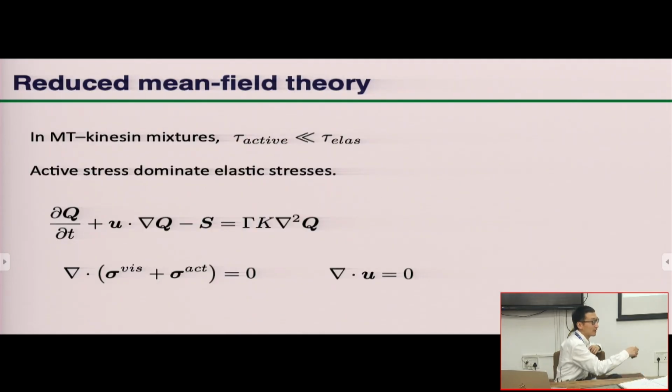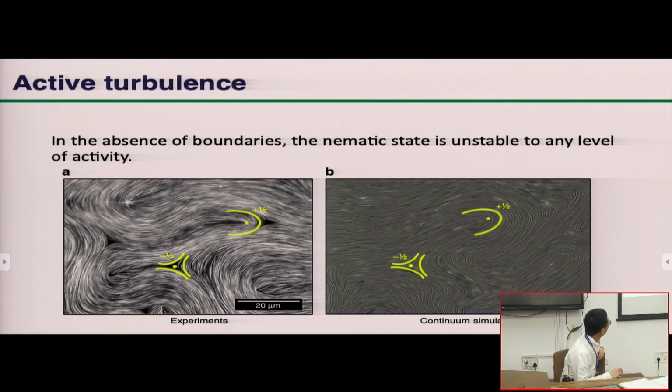So we've set A, B, C to be 0. That's all we've done. Then you have this equation, and I've removed the elastic stress because that is slow compared to active. This is the simplest hydrodynamic theory that you have, and it is often used in the literature. Now you see where these equations come from.